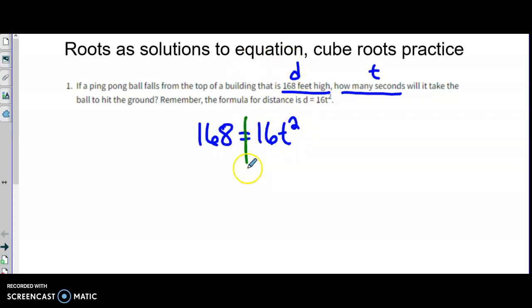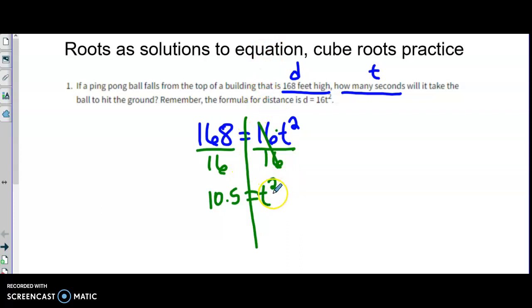Now I am solving an equation, and I am trying to get the t by itself. Right now I have 16 times t squared. I need to get rid of the 16, and the opposite of multiplying is to divide. So I'm going to divide each side by 16, and I'll get t squared equals, let me do it in my calculator. 168 divided by 16 is 10.5.